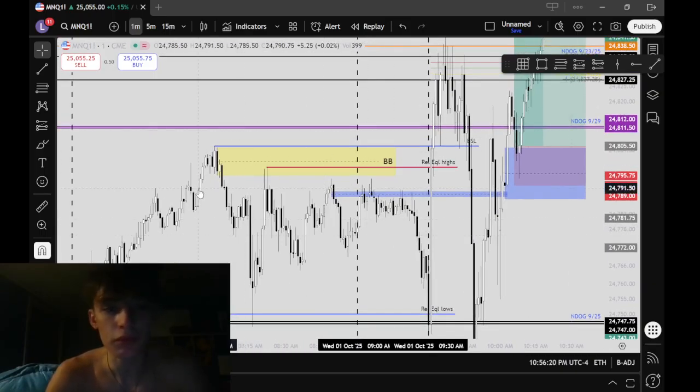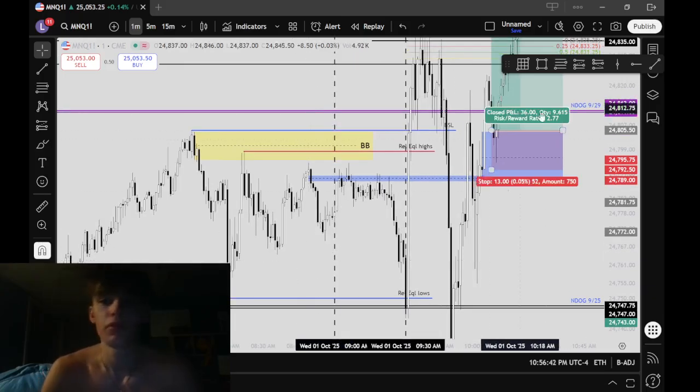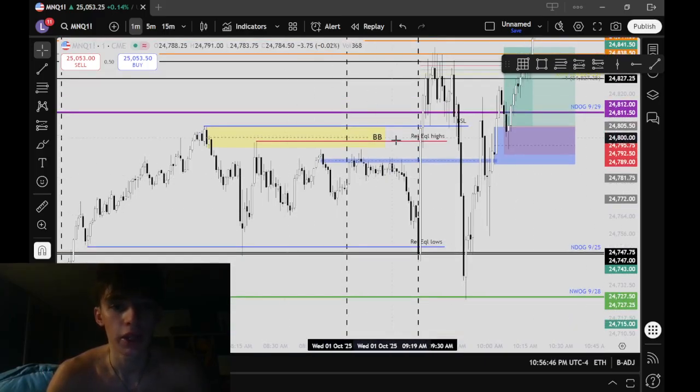So right here, I see we have this breaker block. The reason why I marked this breaker block out is because it was creating a resistance zone above these highs right here. This resistance zone created more of an area where price could manipulate, and then I could catch a move off it. And I have relative equal highs right here too as well.